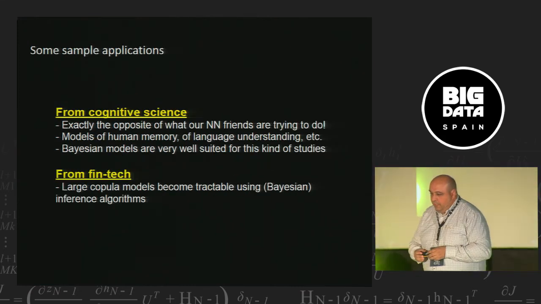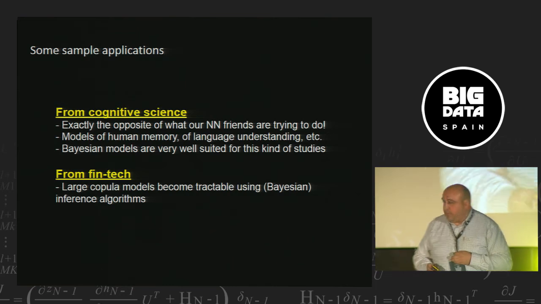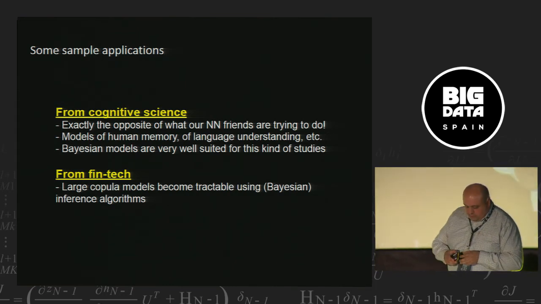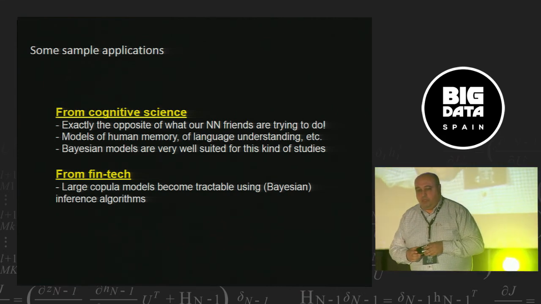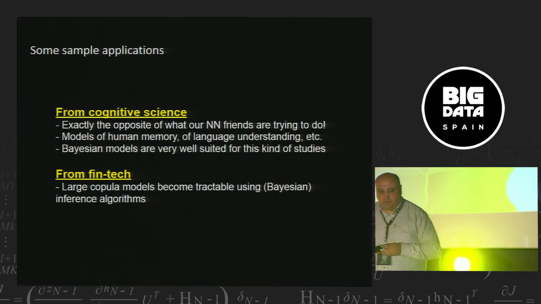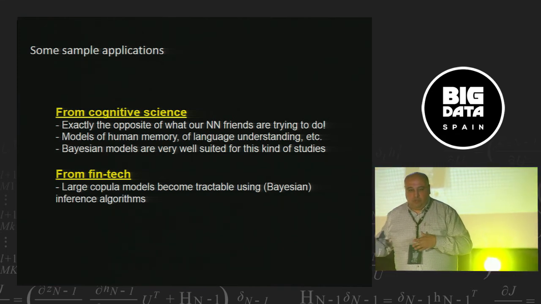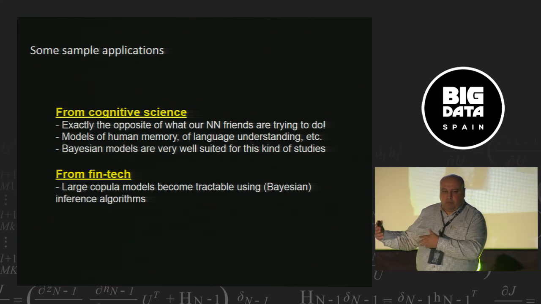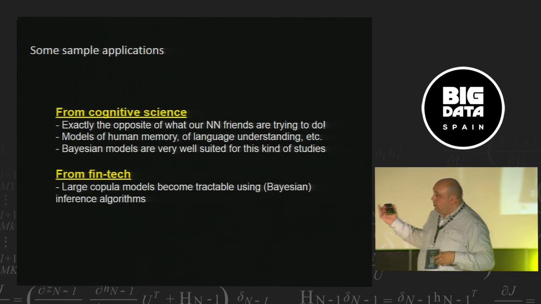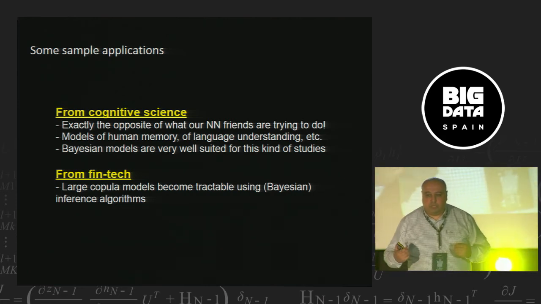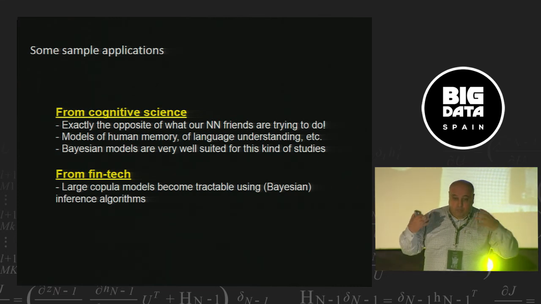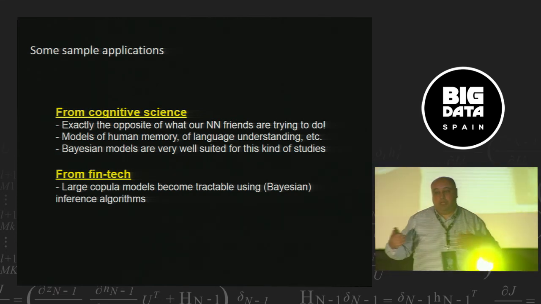I'm going to quickly go through a few applications from different fields. Very interesting applications are coming up in cognitive sciences. We're basically doing the exact opposite than what our colleagues from neural networks are doing. They're trying to use ideas from how the brain works and implement them in our artificial neural networks. There are people in cognitive science that are doing the opposite. They're trying to figure out how the brain works, and they're trying to model that, to model how the brain works, so they can try to predict.